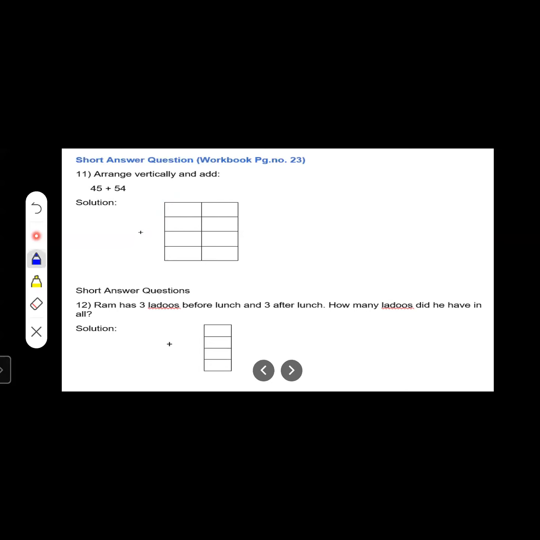What is the first step? Always write tens and units in the first box. Here we will write T. T for tens. Here we will write U. U for units. Okay. This is the first step you will do. Always remember, tens and units you have to write. Now you have to arrange these two numbers in the box. How to arrange?